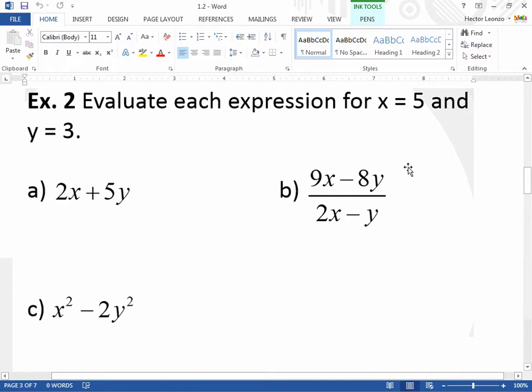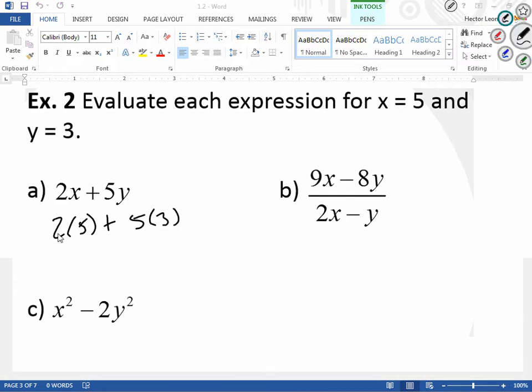Here on the homework, you're also going to see something like evaluating each expression for x equals 5 and y equals 3. So we're going to go into two variables. Instead of x, I'm going to write 5. So 2 times 5 plus 5 times 3. But remember, for every x, replace it with 5, and every y, replace it with 3. So I have to multiply here. 2 times 5, that's 10. 5 times 3 is 15.